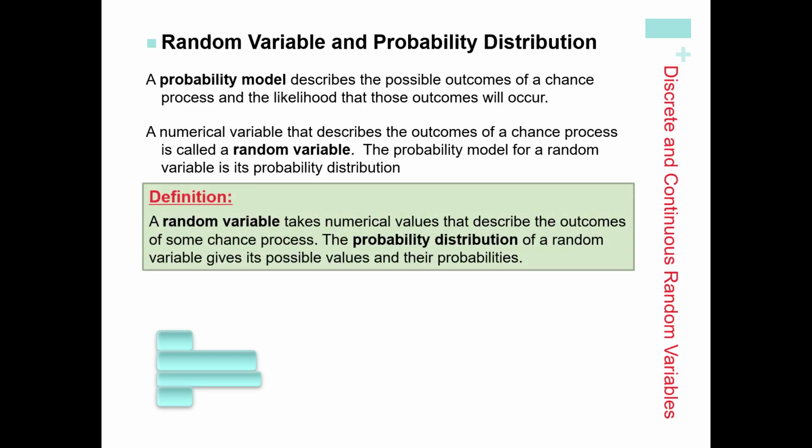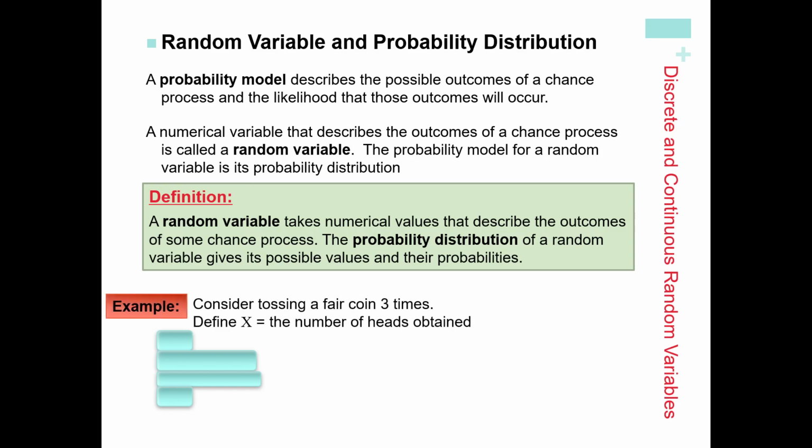So a random variable again takes numerical values that describe the outcomes of some chance process. The probability distribution of a random variable gives its possible values and their probabilities. So let's consider tossing a fair coin 3 times. Define X here as the number of heads obtained. So there's our random variable. Now notice, we can get 0 heads, 1 head, 2 heads, or 3 heads. Those are our different possibilities, and we're going to have a different probability for each.